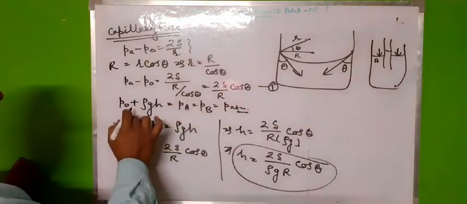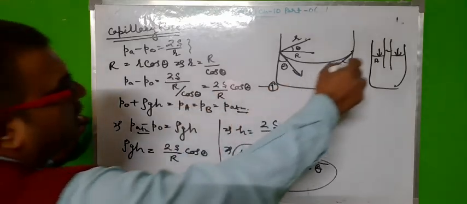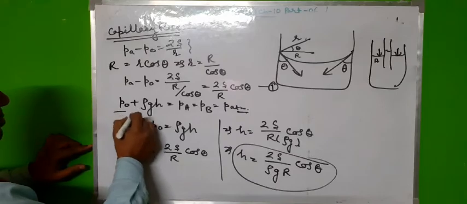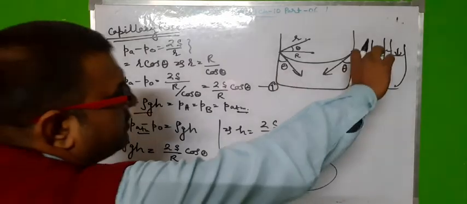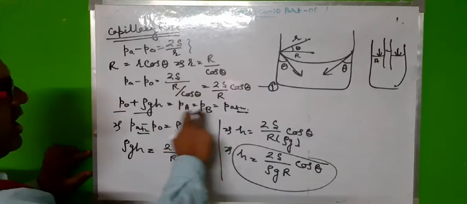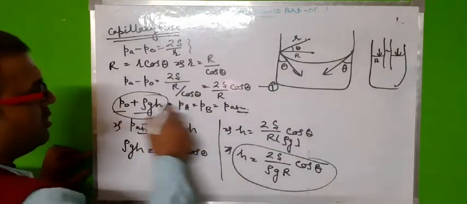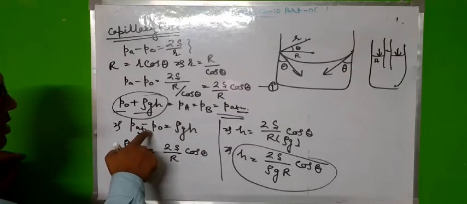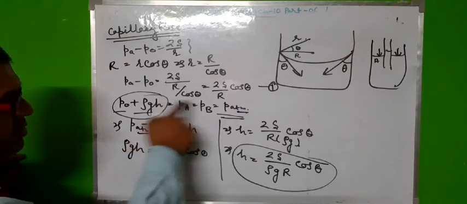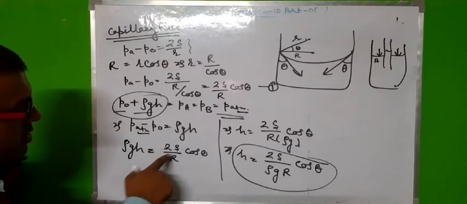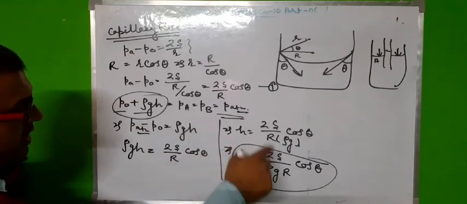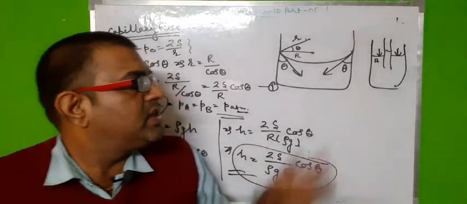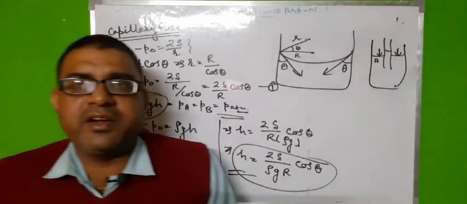And from here we know that if there is a liquid, then this relation holds: P naught plus rho gh. Rho gh is the liquid pressure and P naught is the outside pressure, and both combined together give the atmospheric pressure. From here we calculated P atmospheric minus P naught is equal to rho gh, and rho gh is equal to 2s upon r cos theta, and from here we calculated the height of the liquid. So this is all about capillary rise, capillarity action.